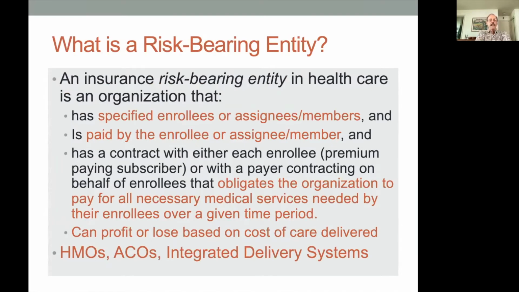So a risk-bearing entity has defined assignees or members, and it's paid by the enrollee or assigning member, and enables whoever has the risk to profit or lose based on how much they spend on care. And when you get for-profit entities coming in as middlemen, what they try to do is make it sound like what they're going to do is give better care, and that's how they're going to save money. And what they really do is they cherry pick and lemon drop and game documentation to beat risk adjustment.